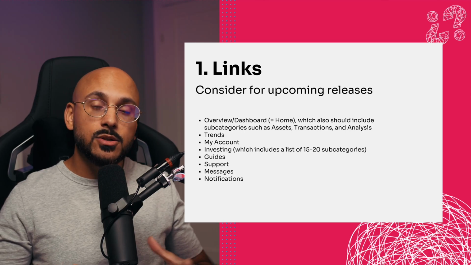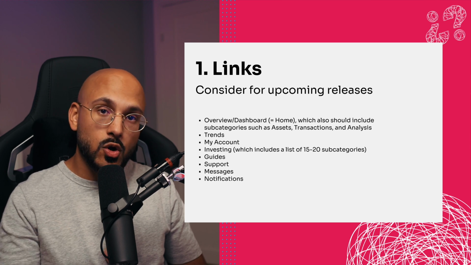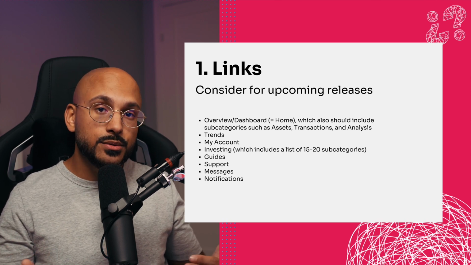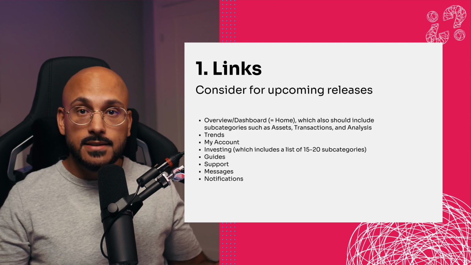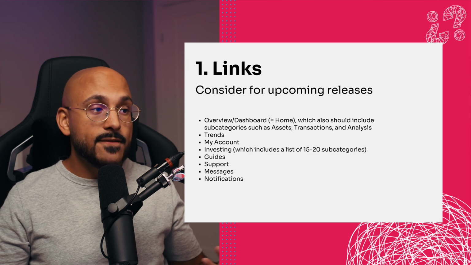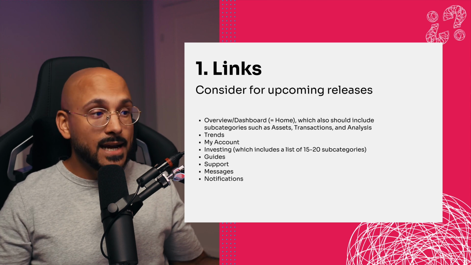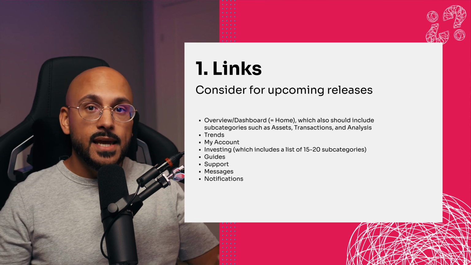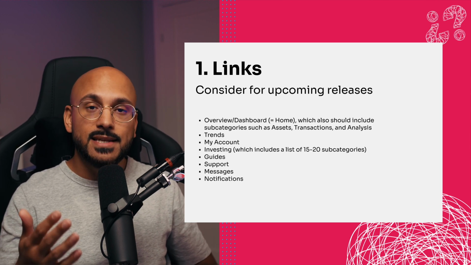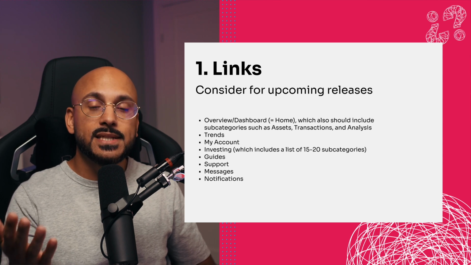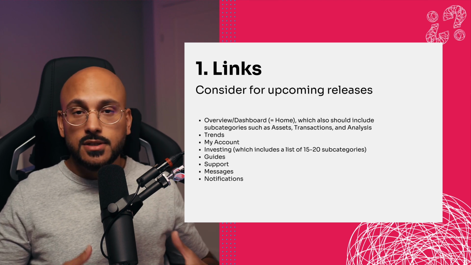The site will in time include a lot of links. The following are listed: homepage, which is the dashboard overview of the user's finances, which includes subcategories such as assets, transactions, and analysis; trends; my account; investing, which also includes a list of 15 to 20 subcategories; guides; support; messages; and notifications. And for the MVP release, they want to make sure that the service is designed to be scalable and therefore take the extensive list of page hierarchy or information architecture into consideration.